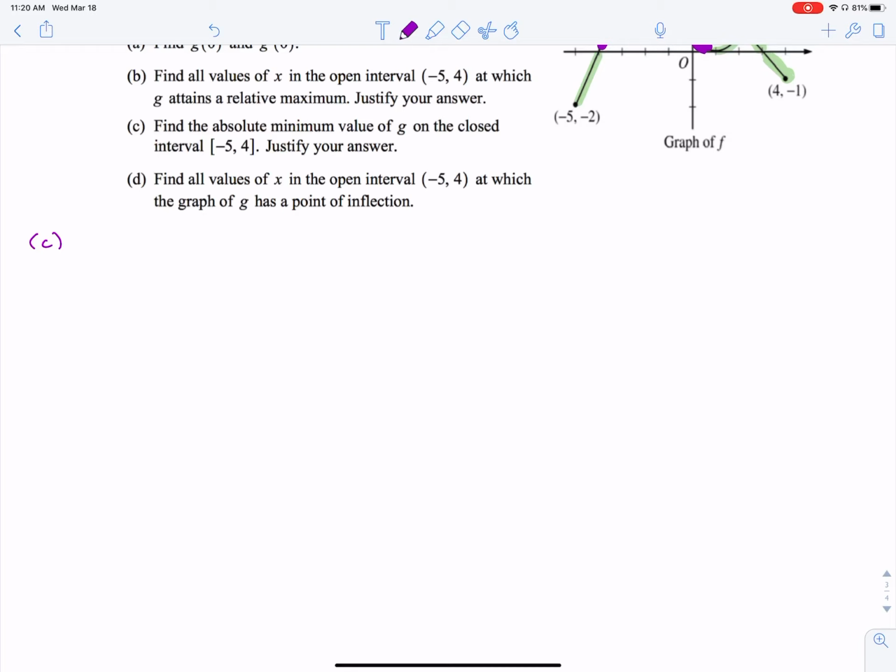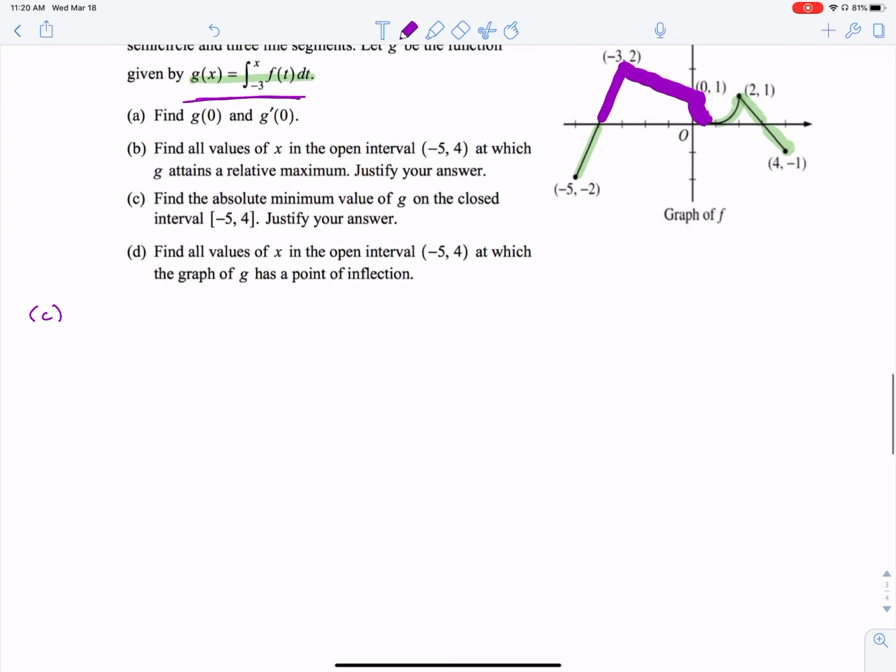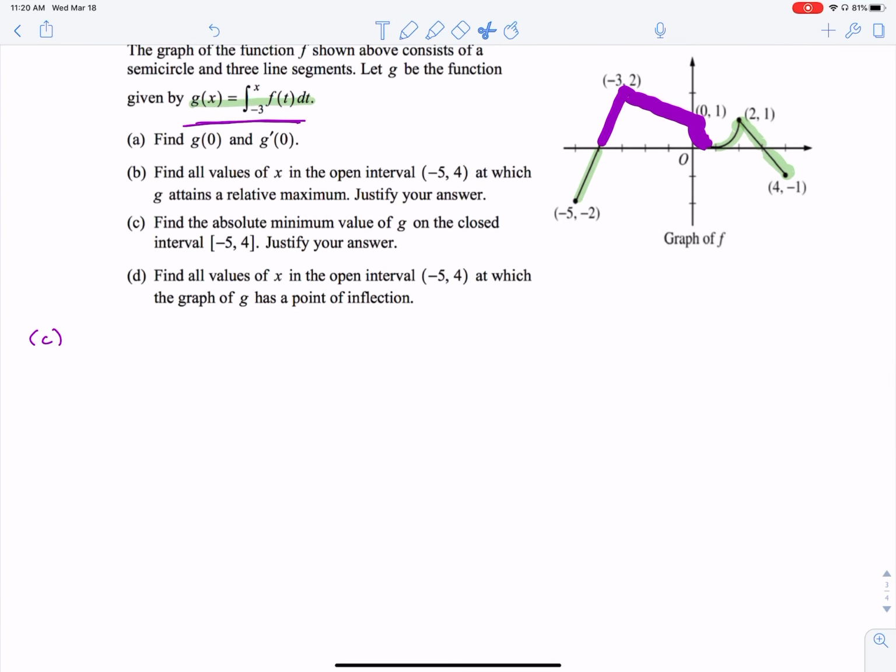Okay, let's go to C. So it says find the absolute minimum value of g on the closed interval. So let's go and do that. What is going on here? Did I do that?